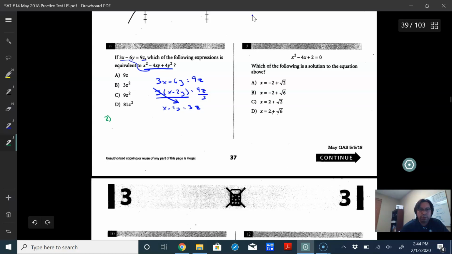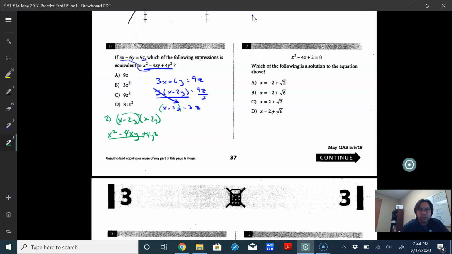Here we have to figure out what's equivalent. We should be able to notice that this piece here, if we were to square this, so if we say x minus 2y times x minus 2y, and if we FOIL all of this out, we're going to get x squared minus 4xy plus 4y squared. So we notice that this piece is equivalent to this piece up here.